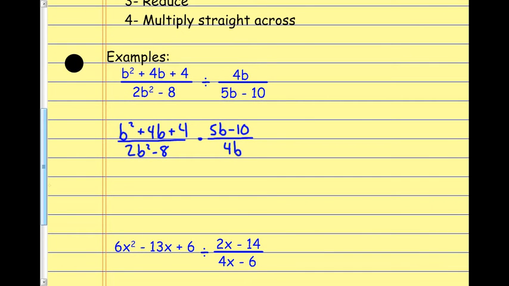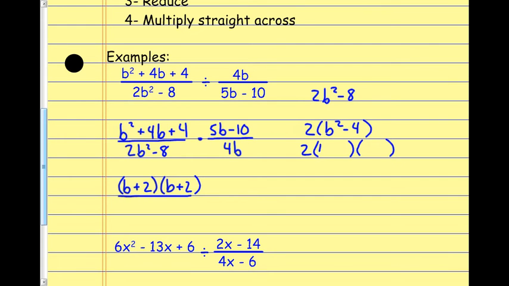The first one, the numerator factors into a b plus 2 squared, which is b plus 2 times b plus 2. In the denominator, I can already see that this is going to have two steps. So if I take that off to the side for a moment, again, it's okay to take work off to the side. I factor out the 2. That leaves me with a b squared minus 4. And b squared minus 4 is a difference of squares. It's a b plus 2 and a b minus 2. So factored completely, I can bring this back over here. That's a b plus 2 and a b minus 2.